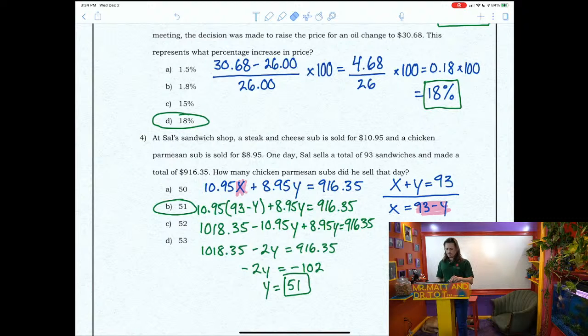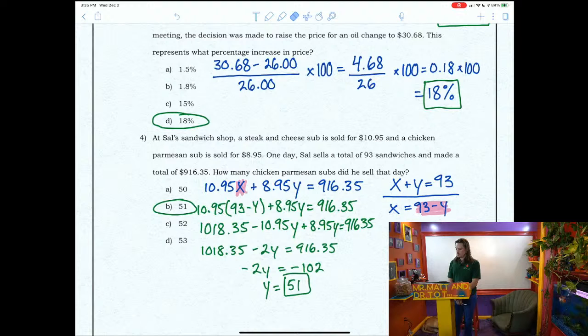Okay, so for number 3, our final cost was $30.68. Our initial cost was $26. So final minus initial divided by initial times 100 is the formula for percentage change. So we're going to do 30.68 minus 26 divided by 26 times 100. So that's going to give us 4.68 divided by 26, which is going to be 0.18 times 100. So writing that as a percentage is 18%, which is answer selection D.